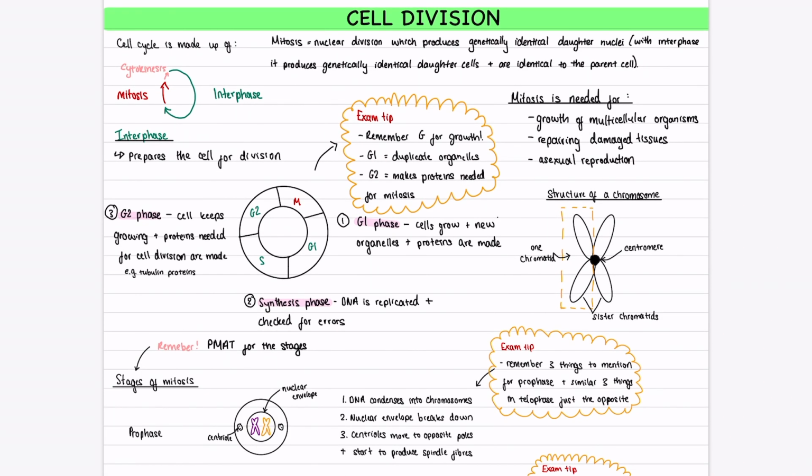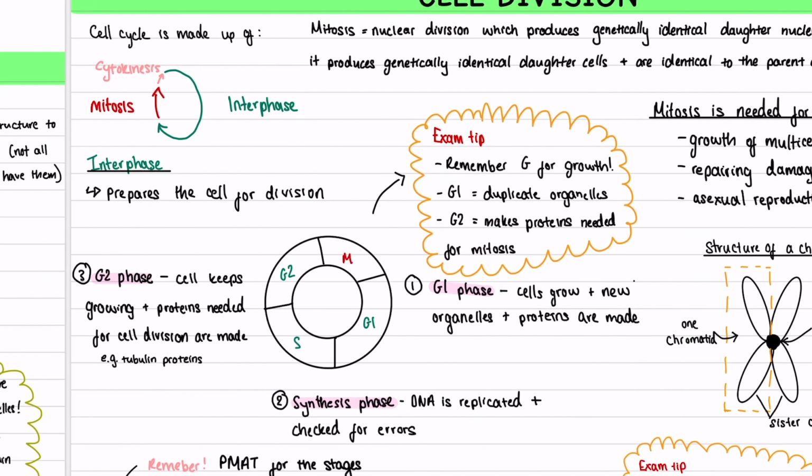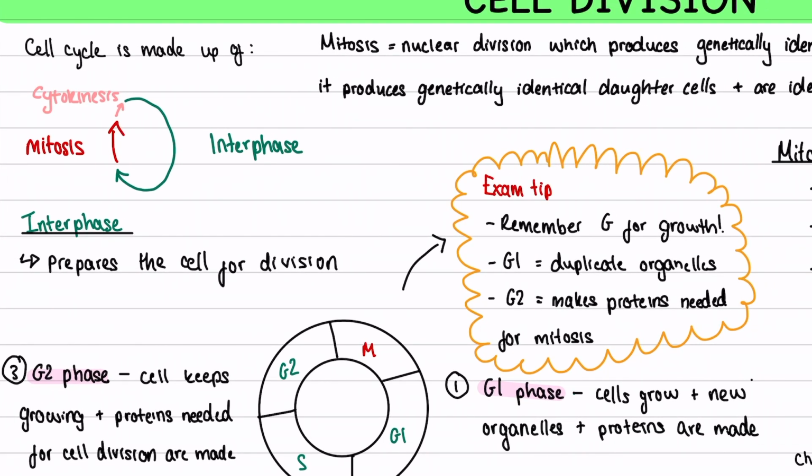In this video, I'll be continuing on with the cell structure topic. I'll be going through cell division and particularly mitosis. The cell cycle is made up of three phases: interphase, mitosis, and cytokinesis. During the interphase, the cell is preparing to divide.